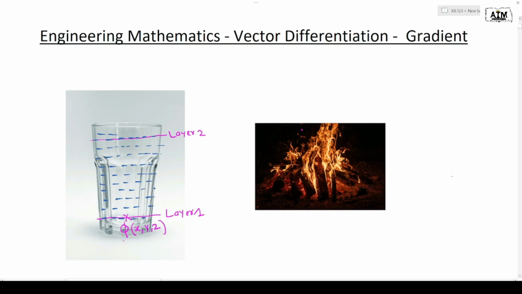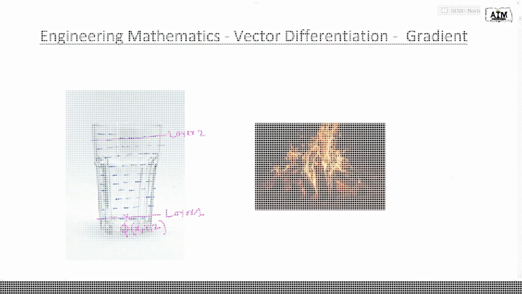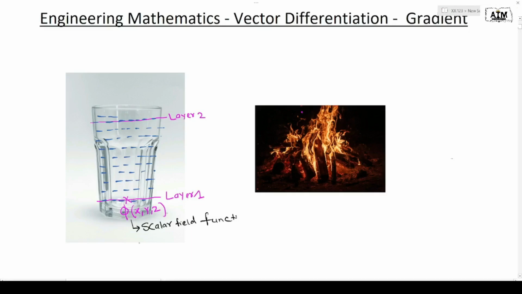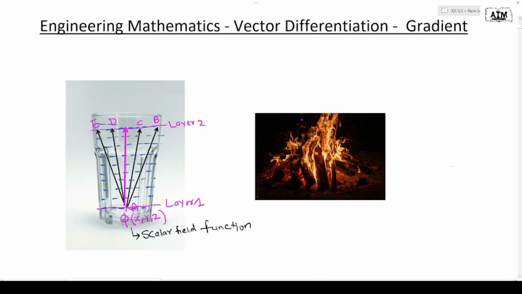As we know that as you go down the depth compared to layer 2, the pressure of water is not same. The pressure changes from one height to another height. The pressure changes from one depth to another depth. The point phi of xyz is called as a scalar point function. Now let us say this point is A.